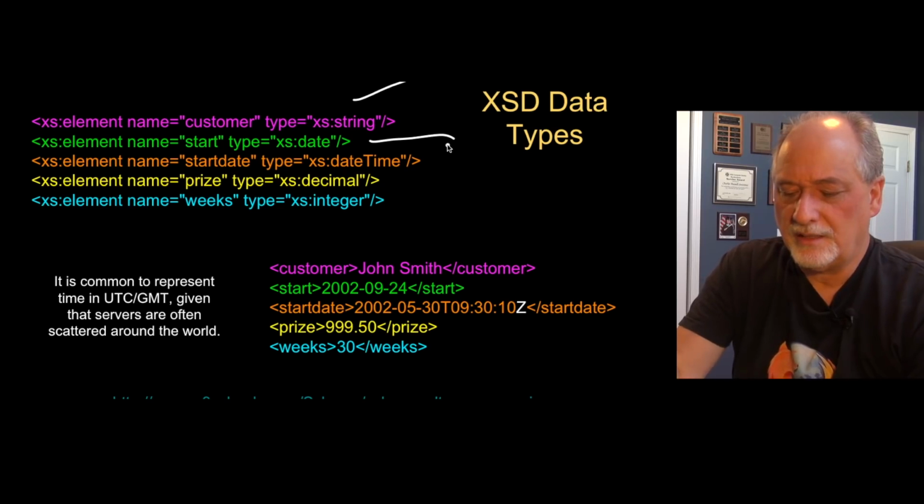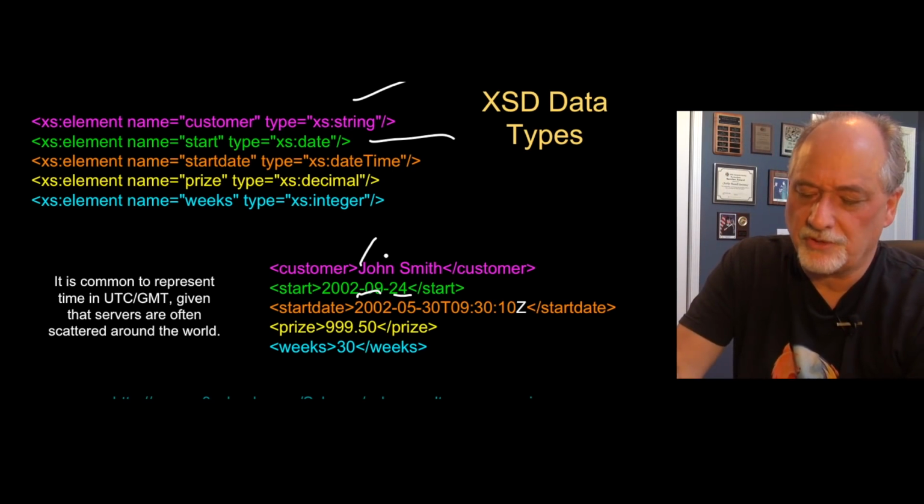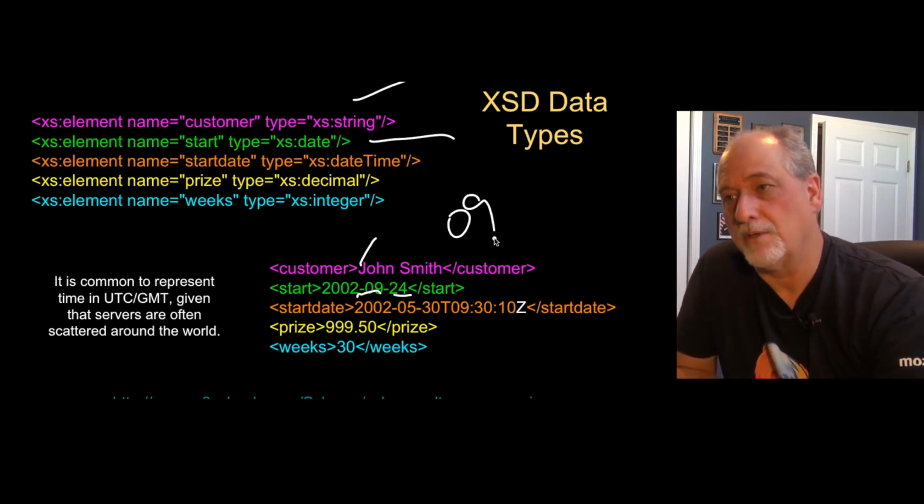The date looks like this. Dates are 4-digit year, 2-digit month, 2-digit day with dashes. Now there's lots of different ways to represent dates, but the nice thing about this, and you have to put the zeros in, so 09 for September.